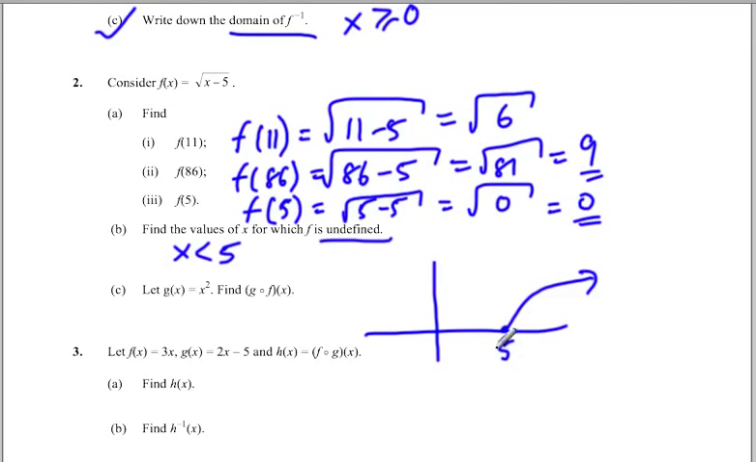And it's not equal to, because if you set it equal to 5, as we did over here, f of 5 is equal to 0. So it is defined for 5, but not for any value less than 5. Another way to think about it is that if you put 5 over here, 5 minus 5 is 0. So anything less than 5 will make the argument in the square root negative, and you can't have the square root of a negative. So therefore, the part where it's undefined is x is less than 5.